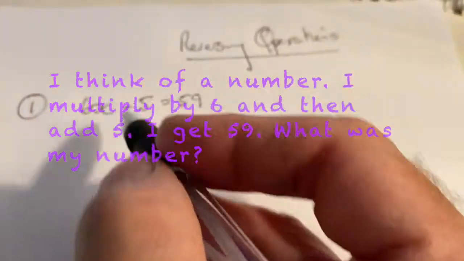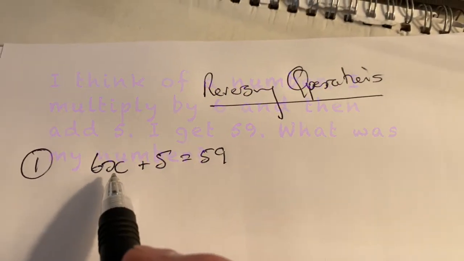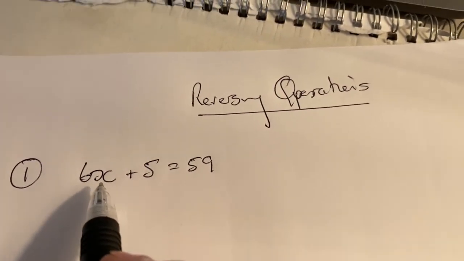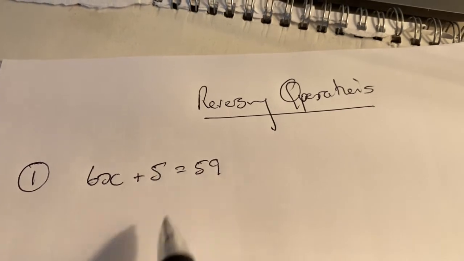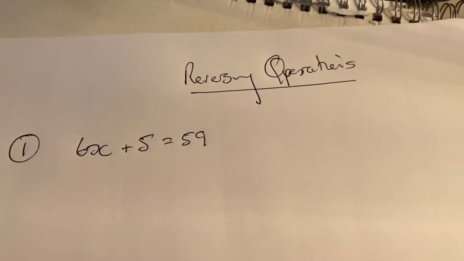Now I know some of you are going to just guess numbers, and that's absolutely fine. You can try and guess: is it 10, 60, 65? Well, that's a bit too low. What about 9? 6 9s are 54 plus 5. Yep, so that would work. But is there another way of doing it? Is there an easier way of doing it?